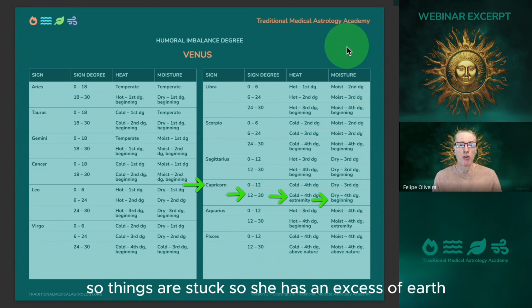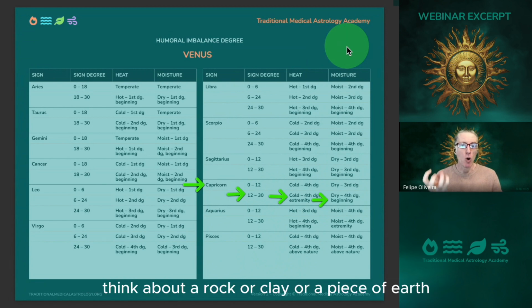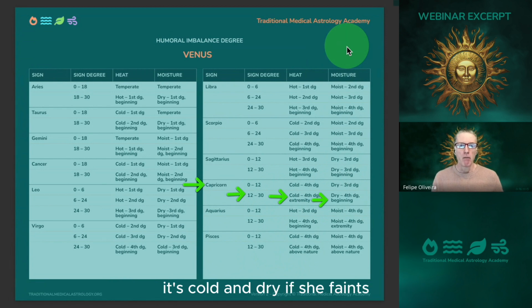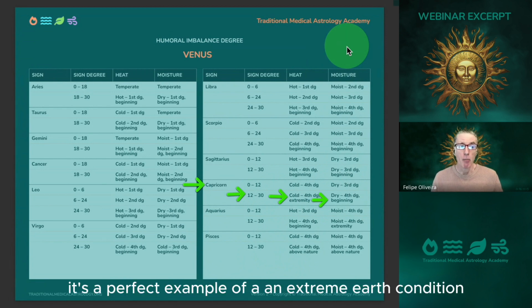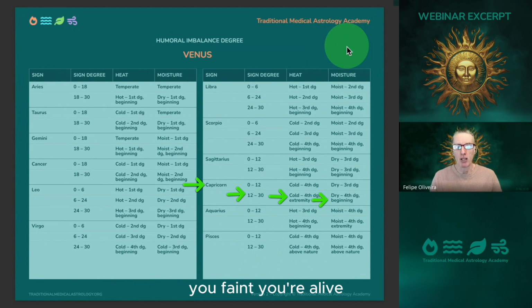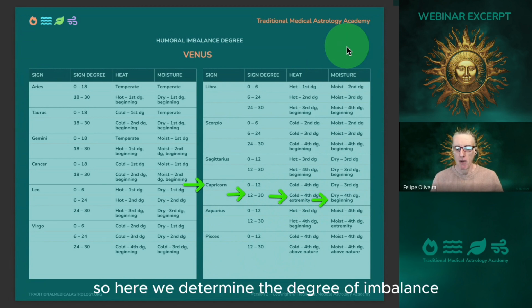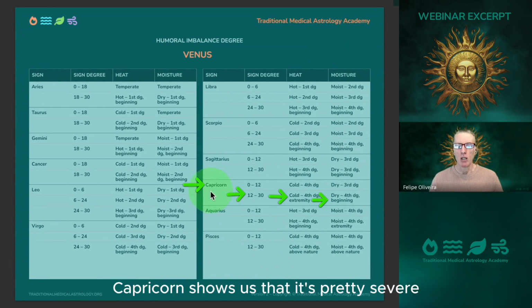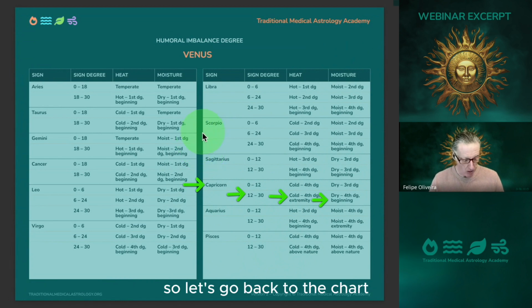So she has an excess of earth. Think about a rock or clay or a piece of earth. It's cold and dry. If she faints, it's a perfect example of an extreme earth condition. You faint, you're alive, but your body cannot move, cannot do anything externally. So it's extreme earth. Here we determine the degree of imbalance: Capricorn shows us that it's pretty severe. So let's go back to the chart now.